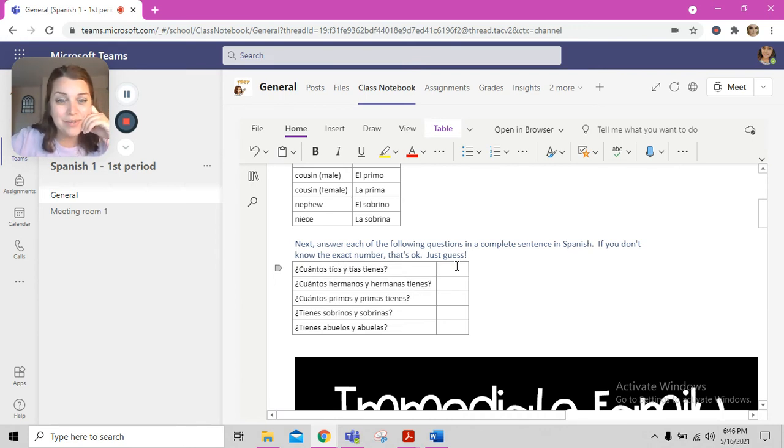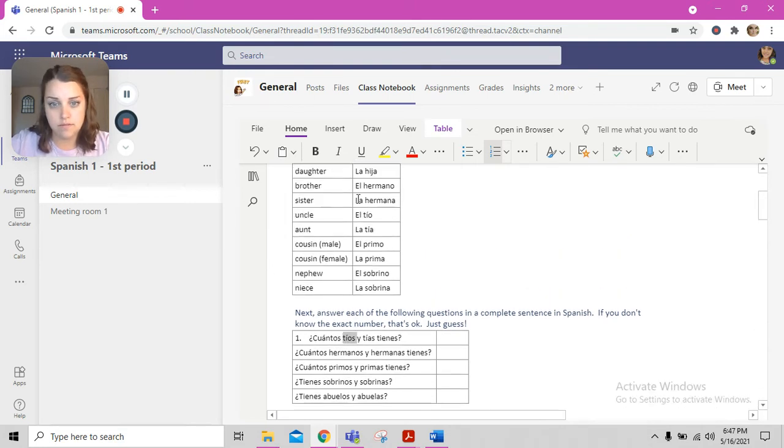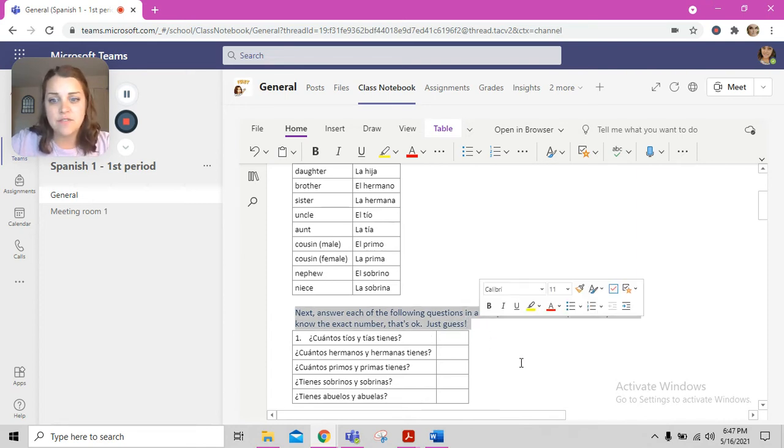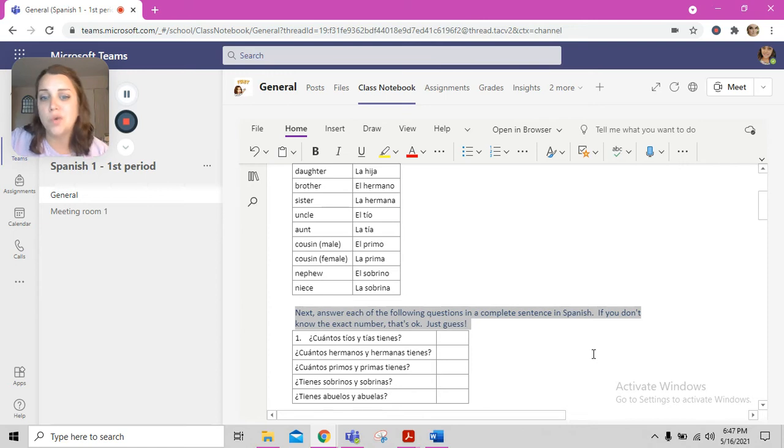Okay, so the first question, sorry they're not numbered, I will number them now. Question number 1 says, ¿Cuántos tíos y tías tienes? So how many, ¿cuántos is how many, tíos, uncles, y tías, and aunts, tienes, do you have? Okay, so the directions, which I forgot to read, said answer each of the following questions in a complete sentence in Spanish. If you don't know the exact number, that's okay. Just guess, okay?